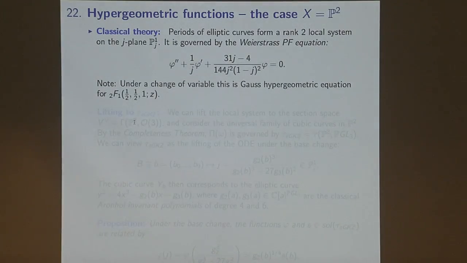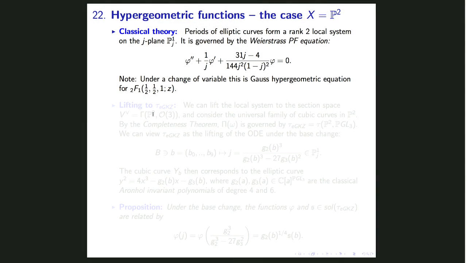Okay, next I want to apply this to a particular example. All right, so that brings me to P2. So let's go back to a little bit of classical theory. Everybody knows that the period of elliptic curves in P2 form a rank 2 local system in the so-called J plane, right? J being the J invariant of elliptic curves. And this rank 2 local system is governed by the Weierstrass-Picard-Fuchs equation.